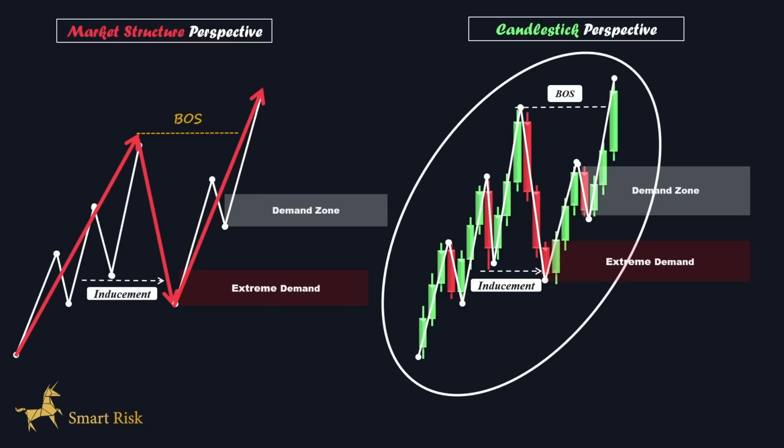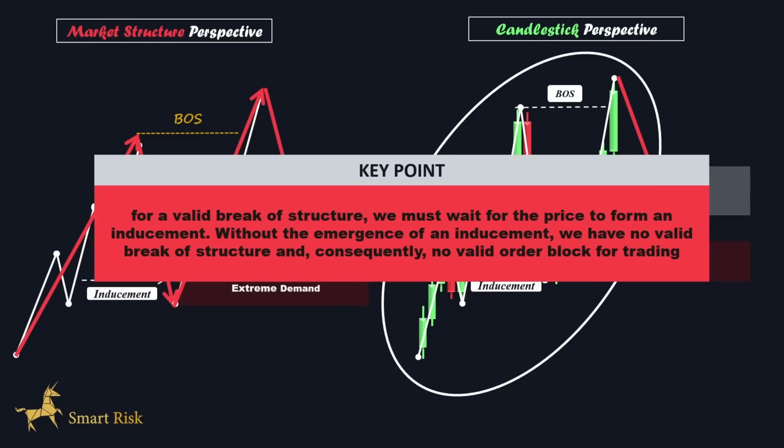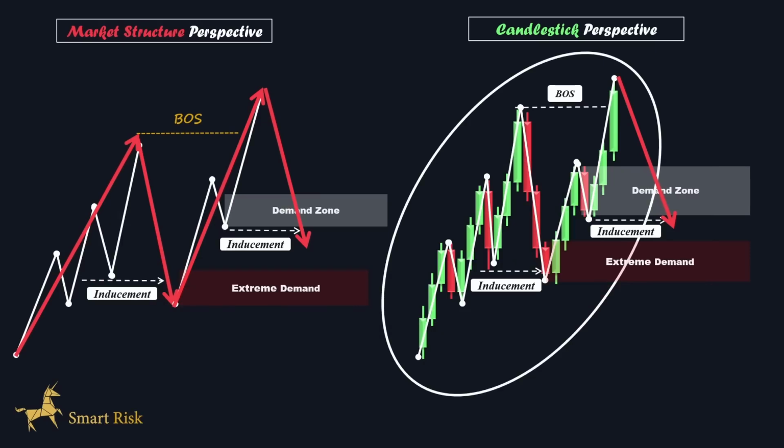As we discussed earlier, the upper order block serves as an inducement zone because it's the most recent pullback created before the break of structure, and we always anticipate the price to break below it. Therefore, we should not regard that zone as a potential trading opportunity. Another critical point is that, for a valid break of structure, we must wait for the price to form an inducement. Without the emergence of an inducement, we have no valid break of structure and, consequently, no valid order block for trading. In this case, the upper order block serves as an inducement, so we must not consider it a valid demand zone, as we always expect the price to take out that zone. The extreme order block is considered valid and safe for trading only when we have a confirmed break of structure.